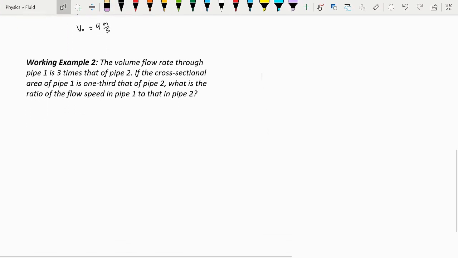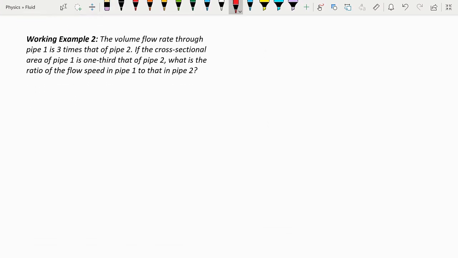So now let's go over to the second example. The volume flow rate through pipe 1 is 3 times that of pipe 2. If the cross-sectional area of pipe 1 is 1/3 that of pipe 2, what is the ratio of the flow speed in pipe 1 to that of pipe 2?